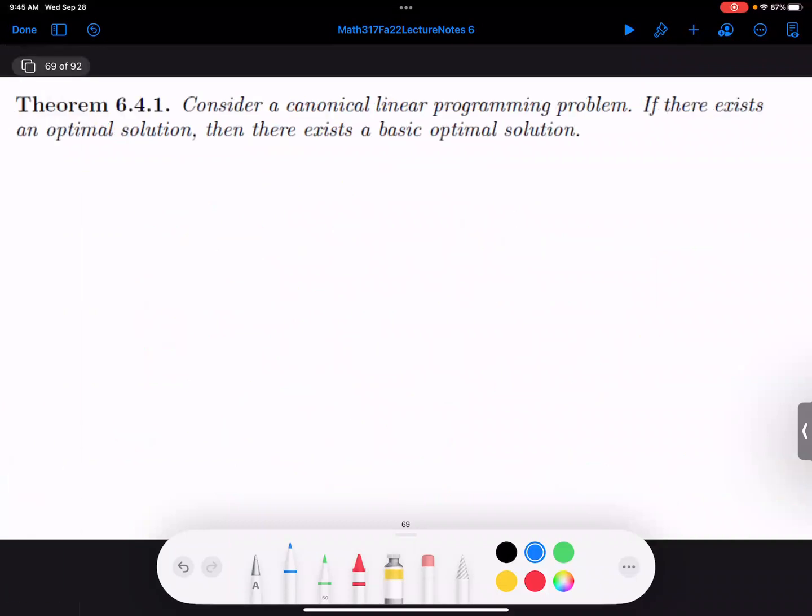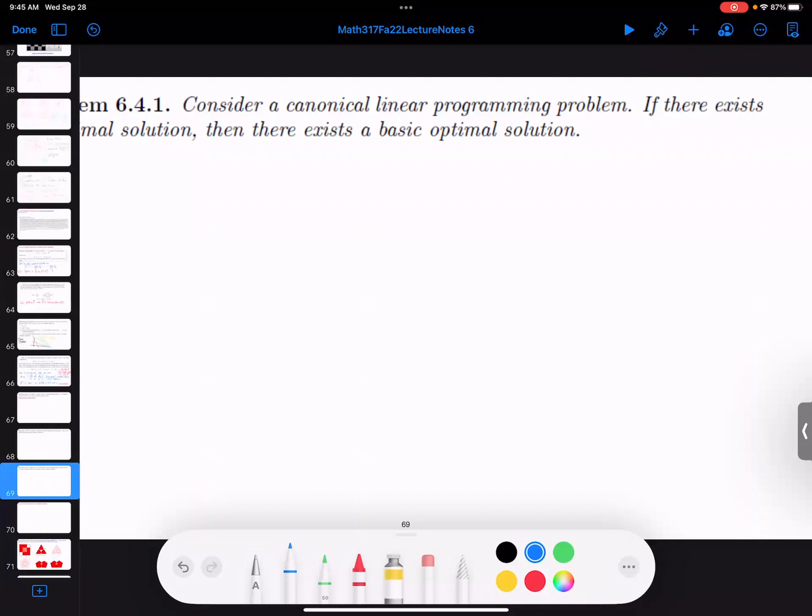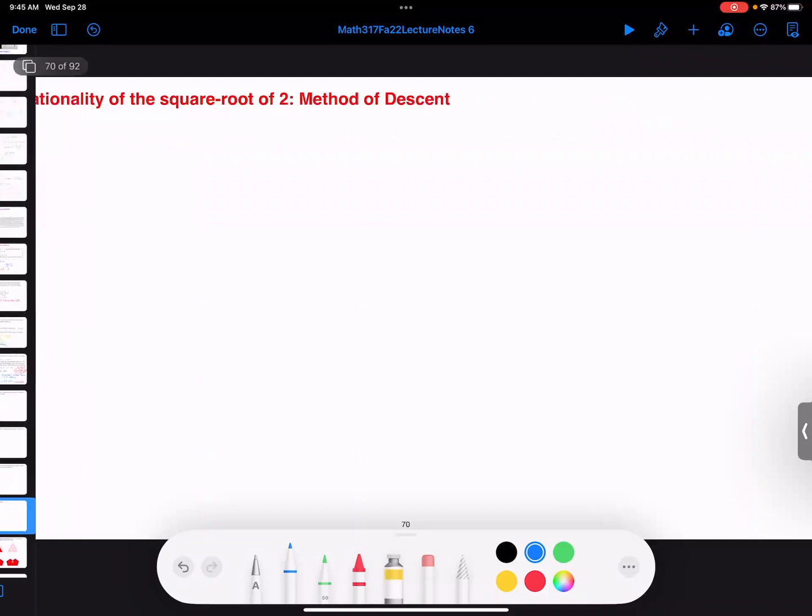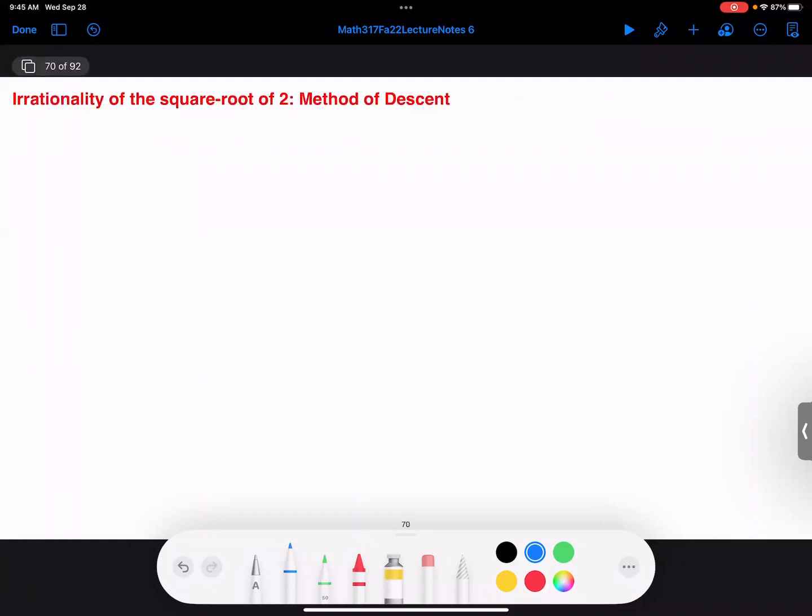Okay. There are similar results for optimal solutions. I'm not going to bother going through the proof. The proof is very similar. It's in the book. If you have any questions, always happy to chat. I want to just end with another example. This is considered a rite of passage, something you should have seen at some point in your life: the irrationality of the square root of 2. Here's the proof by descent.